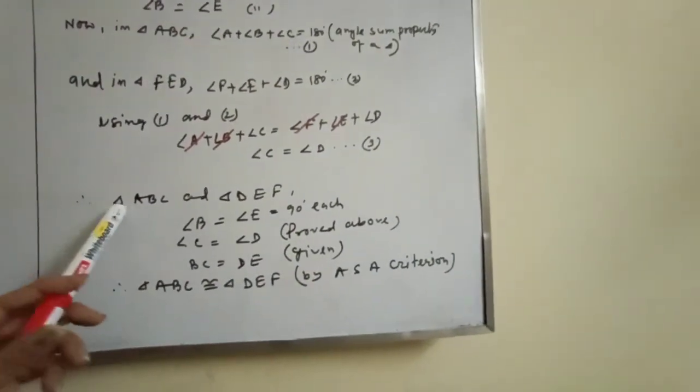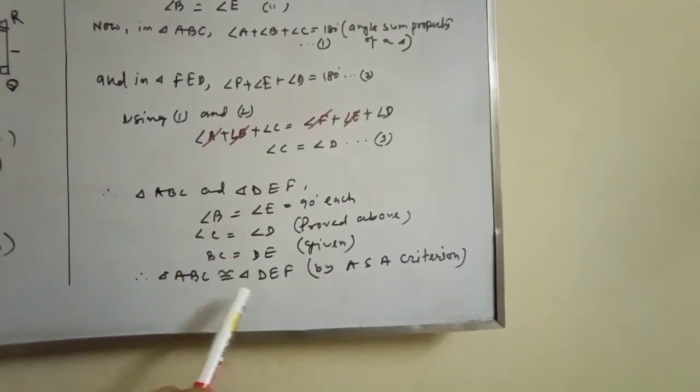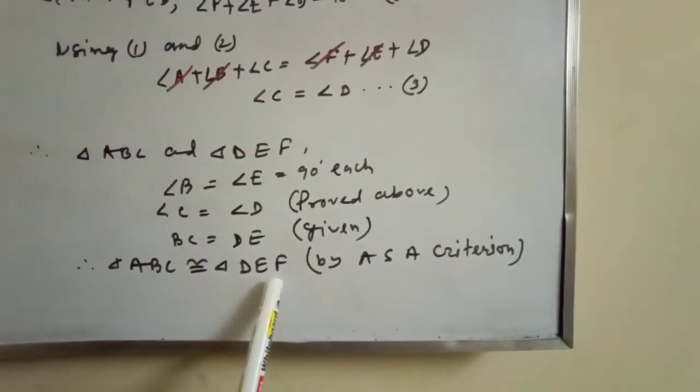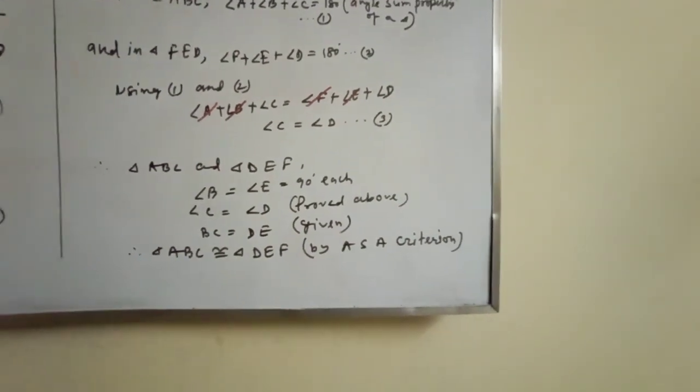After that, in this congruency criterion you have proved, so that you can show that triangle ABC is congruent to triangle DEF by the ASA criterion. I hope all of you understand.